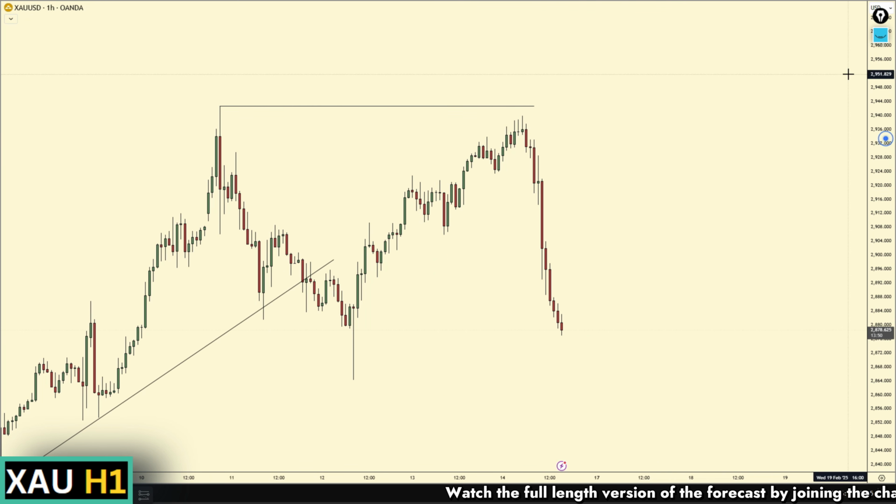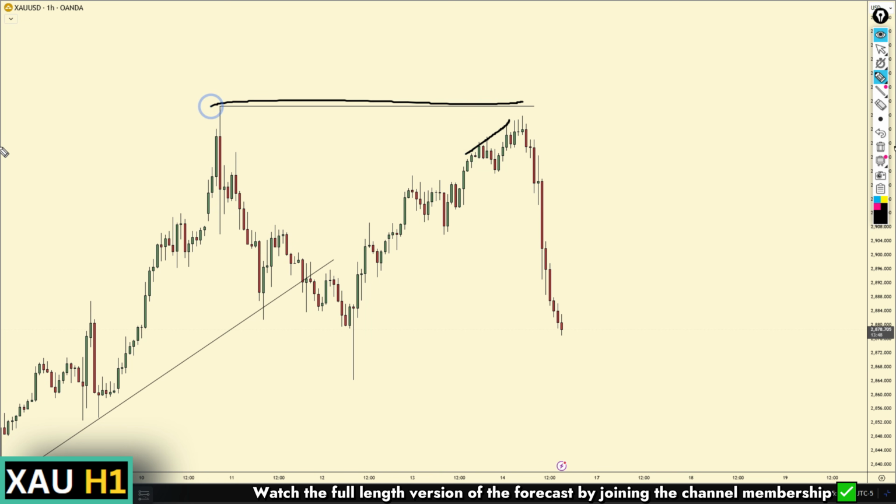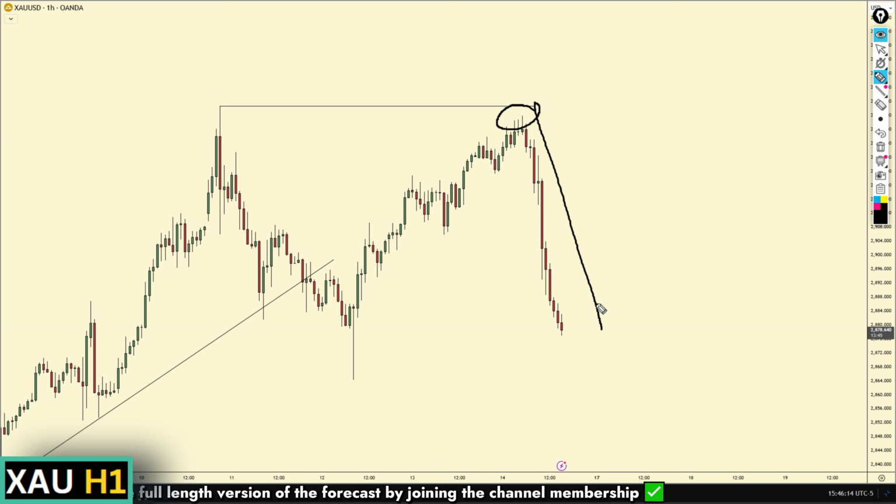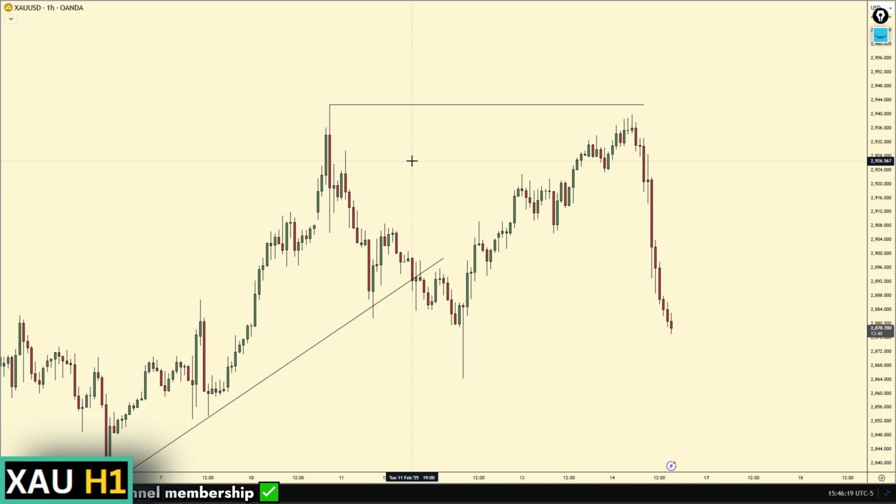On the 1-hour chart here, we were approaching this high. I mapped out the high here just to see if we could break it. We failed pretty miserably, and we pushed down quite significantly here. So on the 1-hour chart, looking at this chart, if anyone sees this chart and you want to trade this, I don't know.